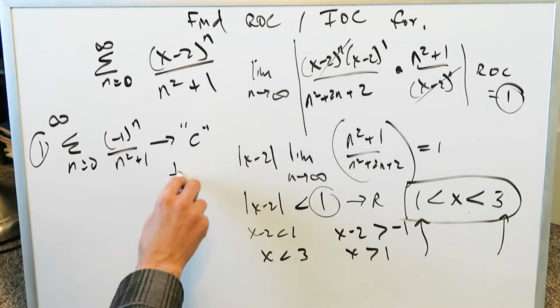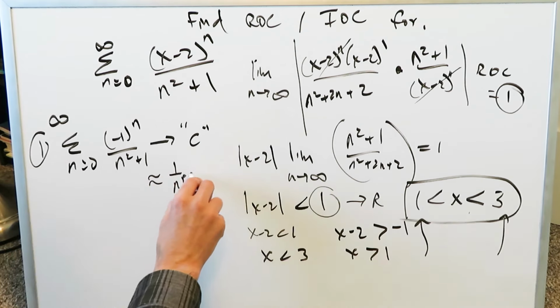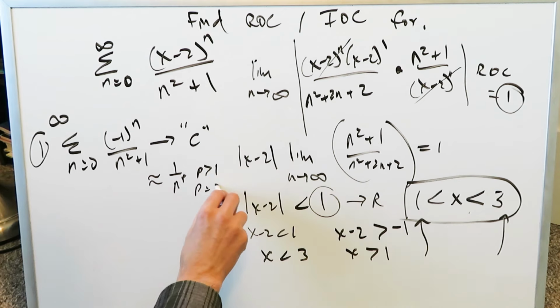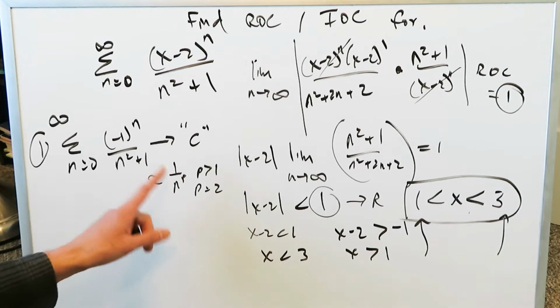Here you have something which looks familiar to 1 over n to the power of p, where p is larger than 1. Here p is equal to 2. So by even the means of the p series test and/or comparison test, this will be convergent.